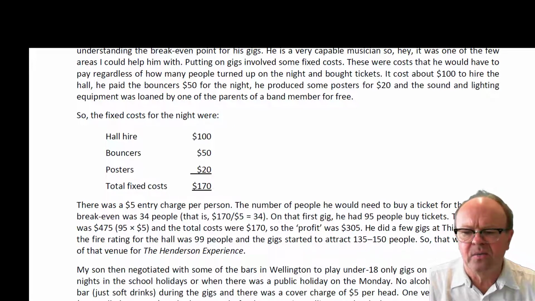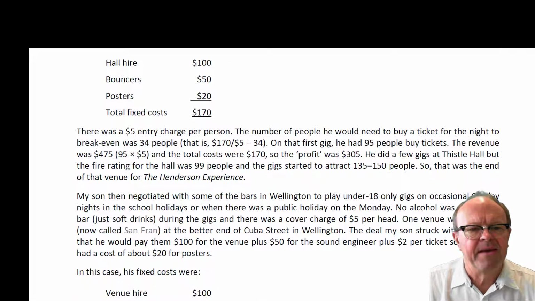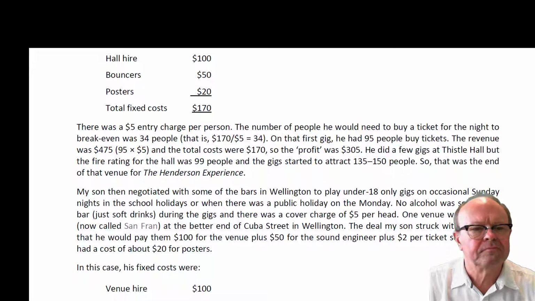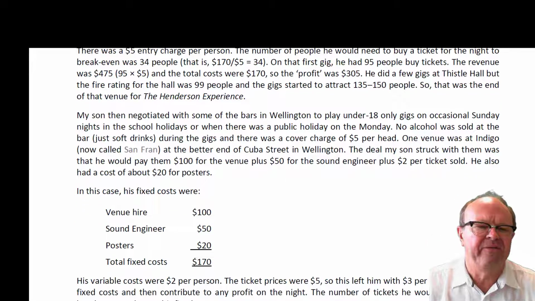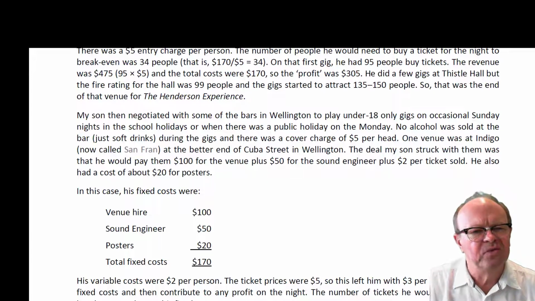So the fixed costs for the night were hall hire, $100, bouncers, $50, posters, $20, total fixed costs, $170. There was a $5 entry charge per person. The number of people he would need to buy a ticket for the night to break even was 34 people. That is, $170 divided by $5 equals 34. On that first gig, he had 95 people buy tickets. The revenue was $475, 95 times $5, and the total costs were $170, so the profit was $305.